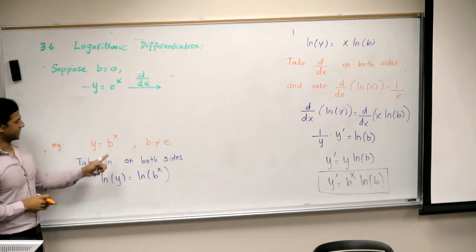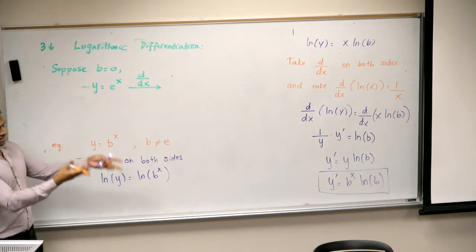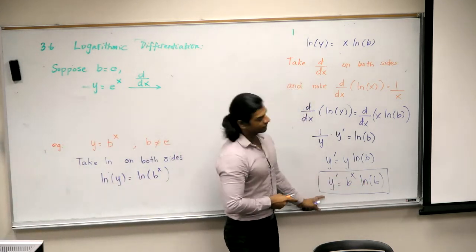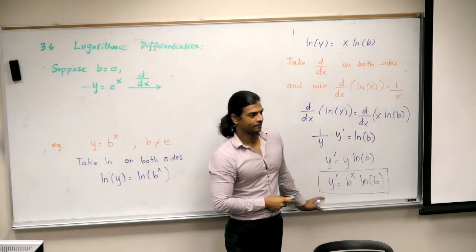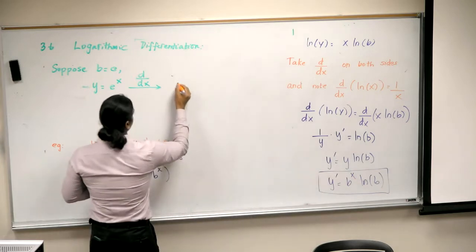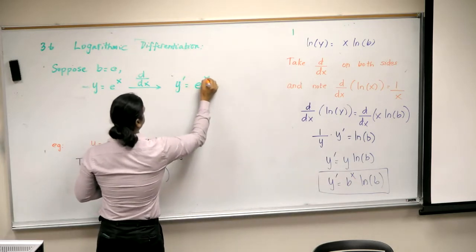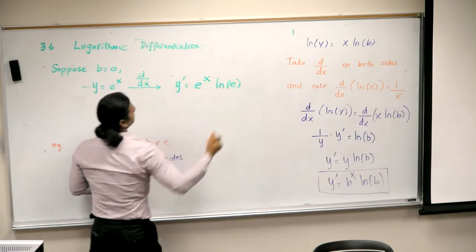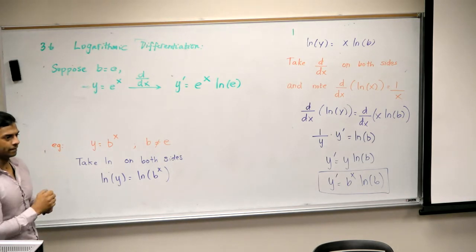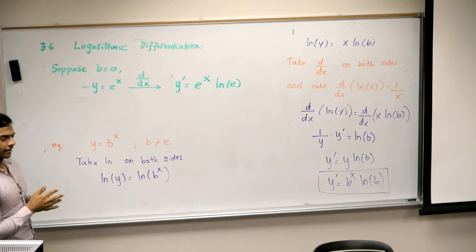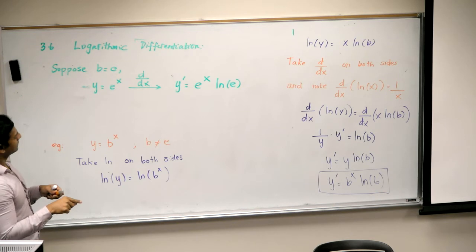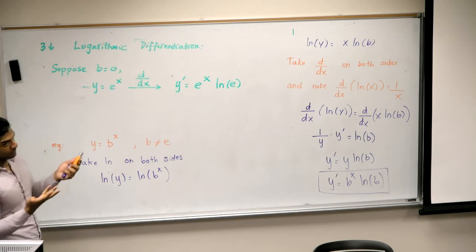B becomes e, so e raised x. What is the general formula for the derivative of an exponential function? This is the formula we arrived at, yes? So if I replace b by e, I will get e raised x multiplied by ln of e. But that seems incorrect. We know the derivative of e raised x is e raised x. But I end up having e raised x multiplied by ln of e.